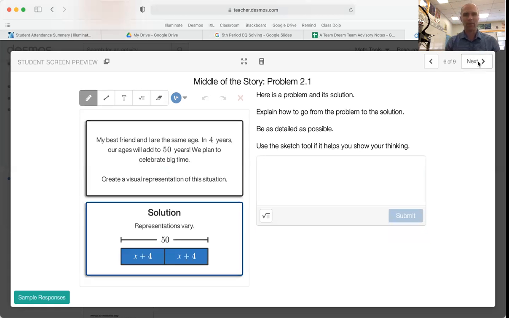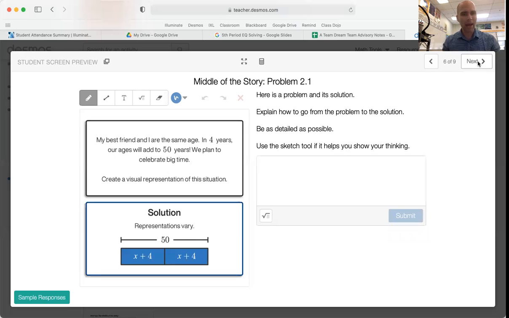All right, here's another one. Here's a problem and its solution. Well, I guess this one actually kind of is a problem because they're giving us a word problem rather than an equation. So I'm not mad about this one. My best friend and I are the same age. Okay, so 2 people who are the same age. In 4 years, they'll still be the same age, right? Both people will get 4 years older, so they'll still be the same age.